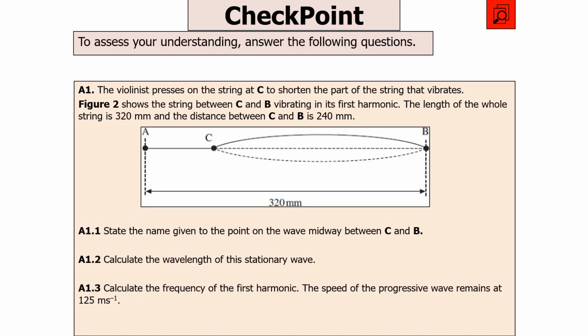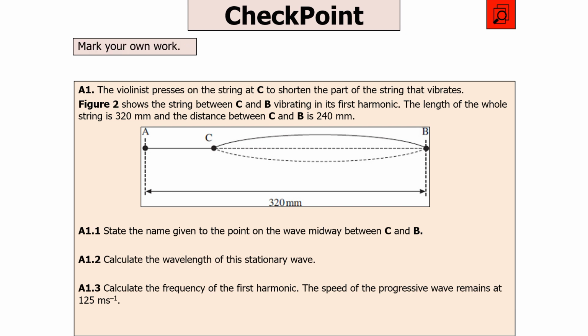The next question says the violinist presses on the string at C to shorten the part of the string that vibrates. Figure 2 shows that the string between C and B are vibrating in its first harmonic. The length of the whole string is 320 millimeters and the distance between C and B is 120 millimeters. Firstly, state the name given to the point on the wave between C and B. Secondly, calculate the wavelength of the stationary wave. Then thirdly, calculate the frequency of the first harmonic. The speed of the progressive wave remains at 125 meters per second. So pause the video now, then unpause the video when you want to go through your answer.